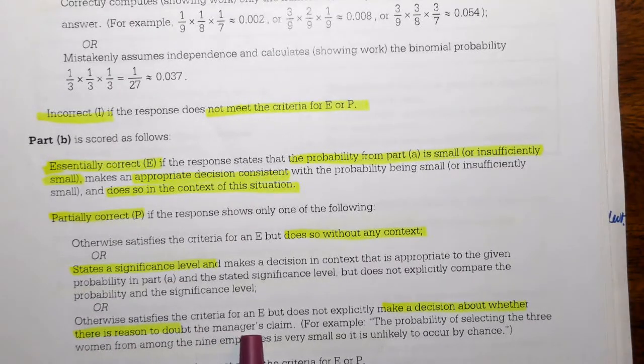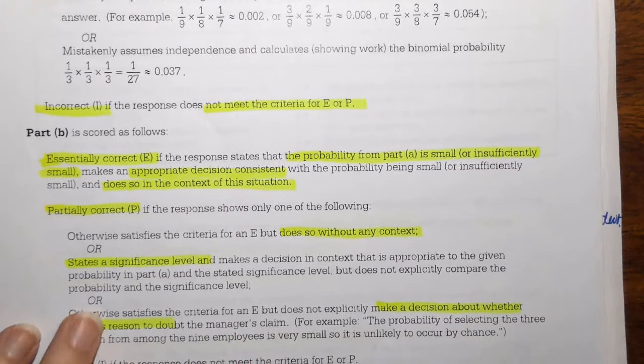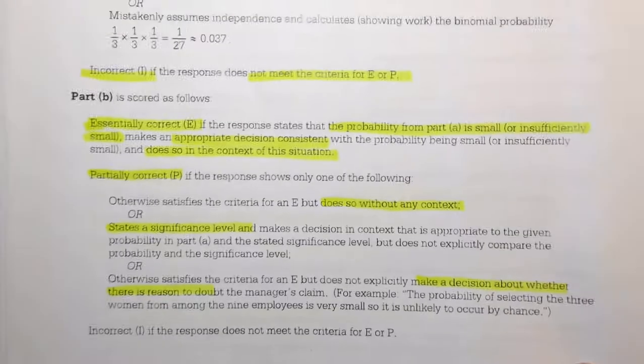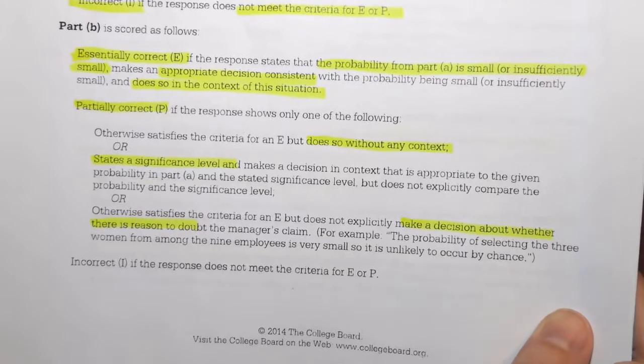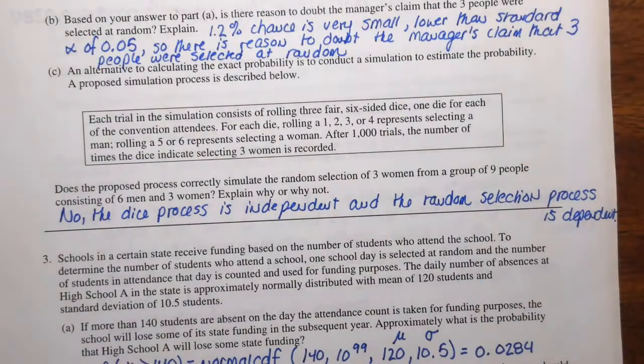Otherwise states the criteria for an E, but does not explicitly make a decision. So they want you to really say, is there reason to doubt the claim? Is there not reason to doubt the claim? You have to kind of pick a side there. And then an I if it's neither of those.